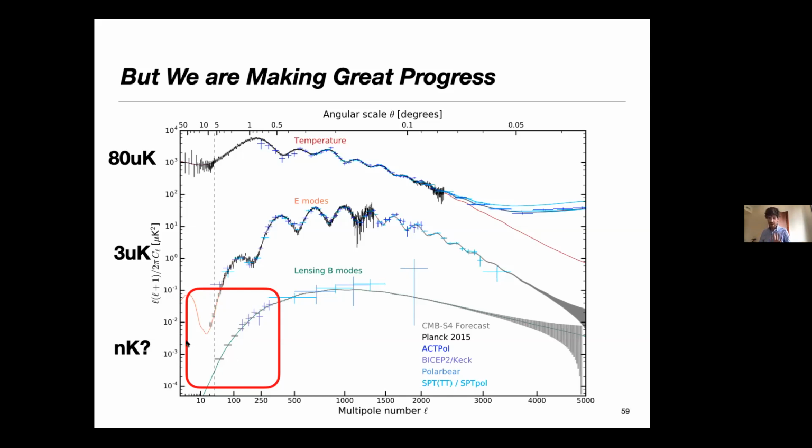These are extremely difficult measurements to do, basically because the amplitude of this signal is very small. We're way down on the bottom of the plot.